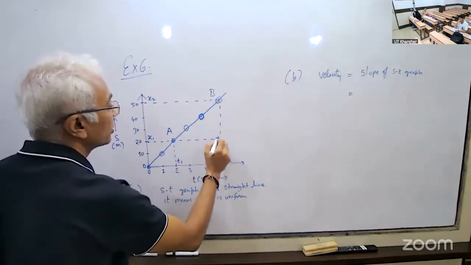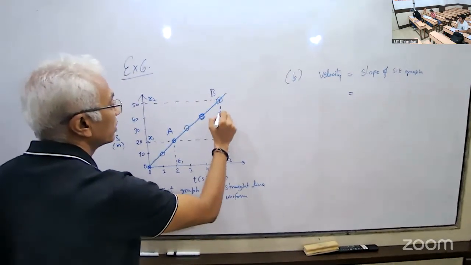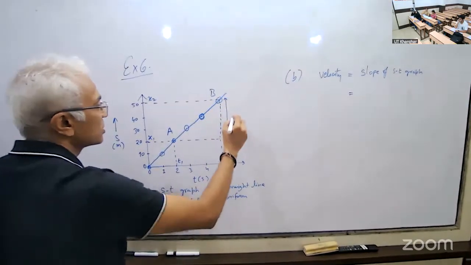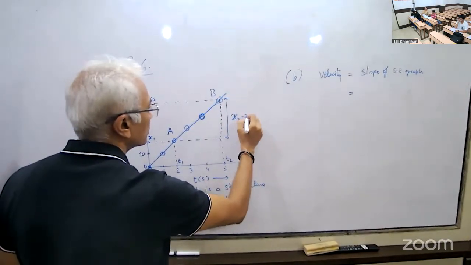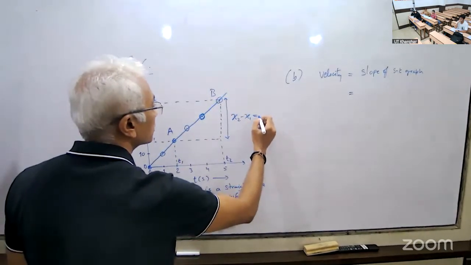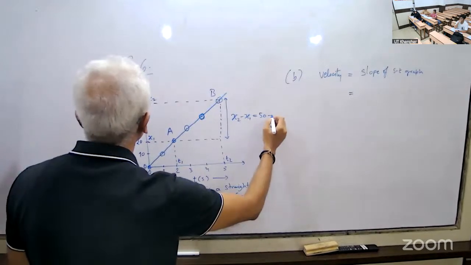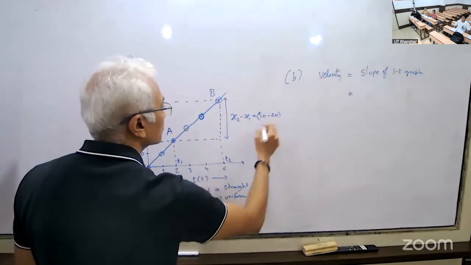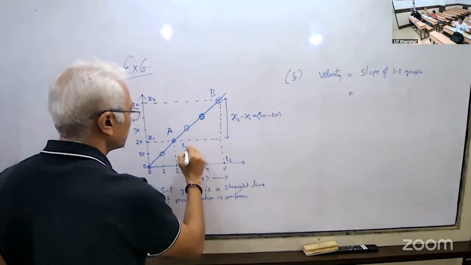So basically what I want is to find this change. What does this distance give me? This is the distance: 50 minus, how much? 20. And what is t2 minus t1?